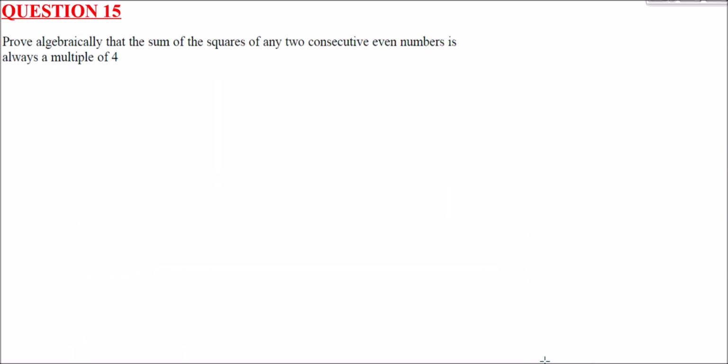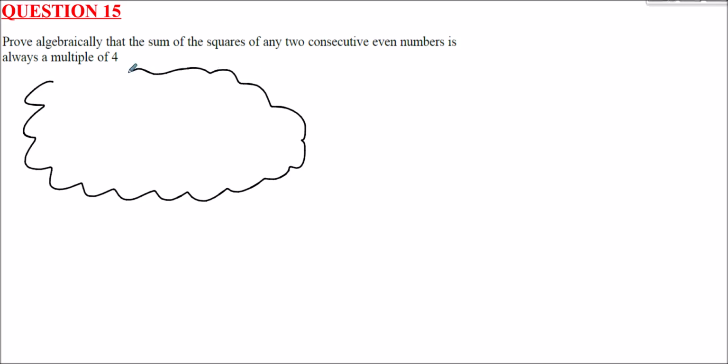15. Prove algebraically that the sum of the squares of any two consecutive even numbers is always a multiple of 4. So before we get started with this, I'm just going to put a thought bubble up here and just think through how we're going to tackle this. Well, the first thing is it's algebraic. So this is going to freak some people out to begin with, because it always upsets me how many people are a bit worried and scared of algebra.